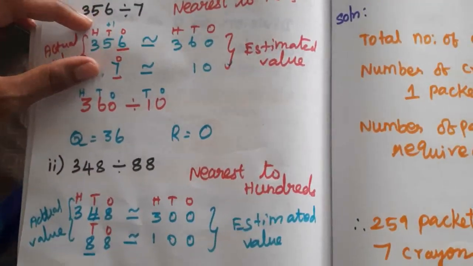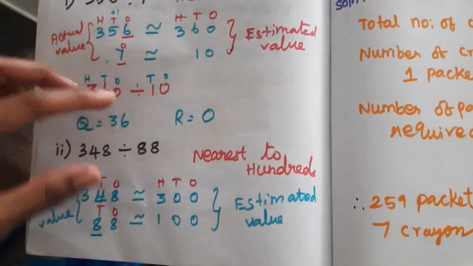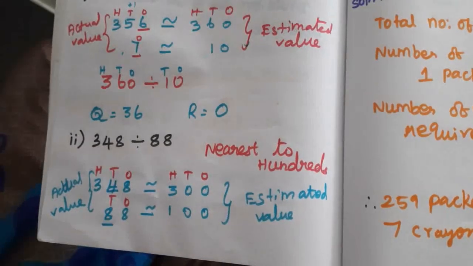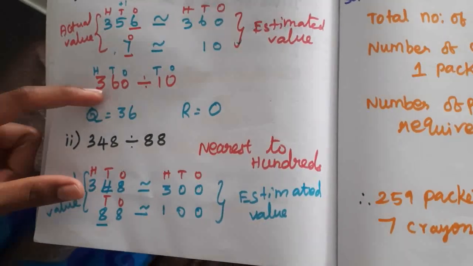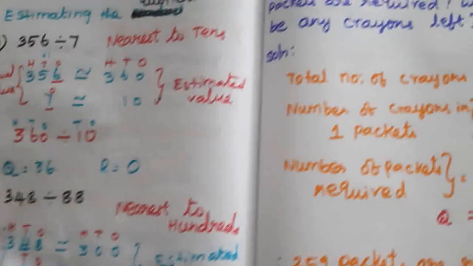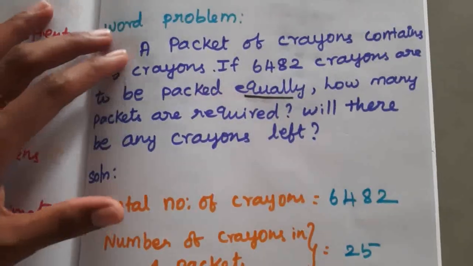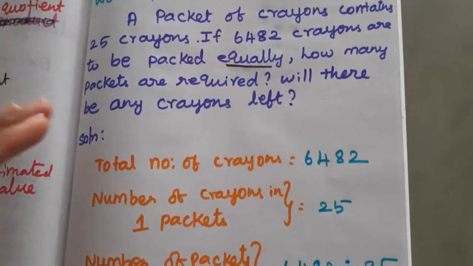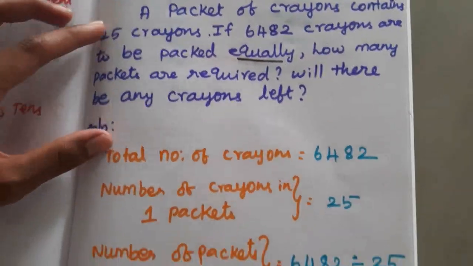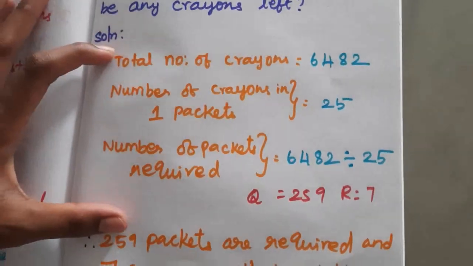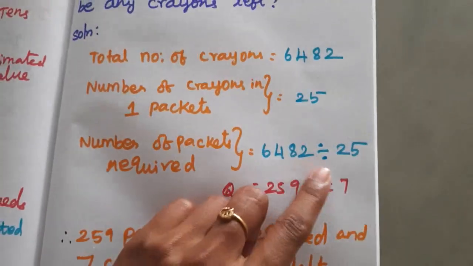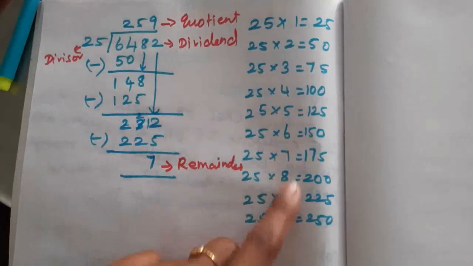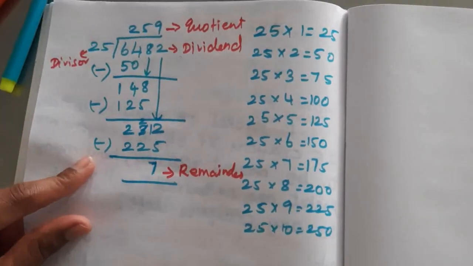First we have to find the estimated value, then only we have to find the division number. There we apply the division by 10, 100, 1000 concept. Next is the word problem. First you have to read the word problem and identify what is given in the question and what they asked. Write it in the given format. Afterwards you do the division. First write the tables, then do the division.